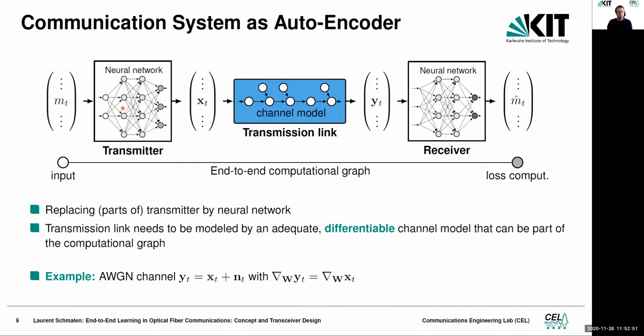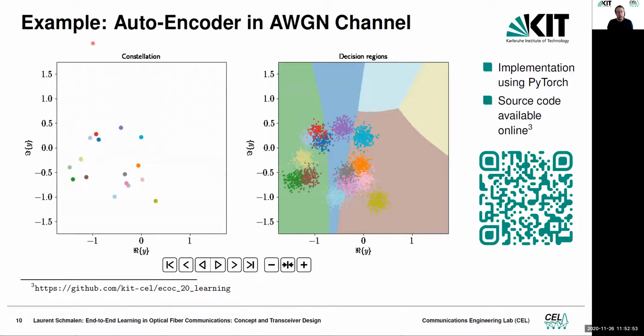So what we can do is we learn a constellation. And here we do this. So we learn the constellation in our transmitter and the decision region in the receiver jointly at the same time.